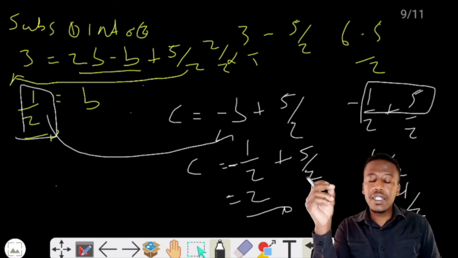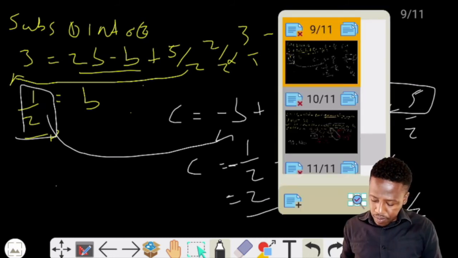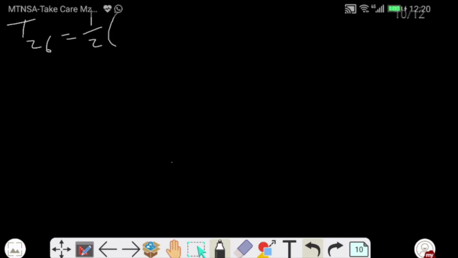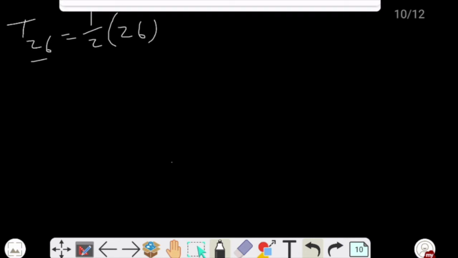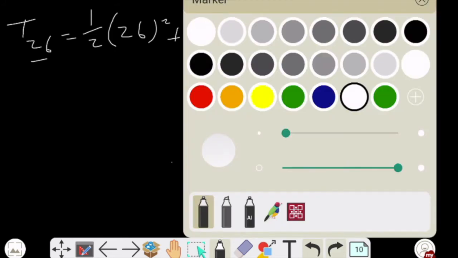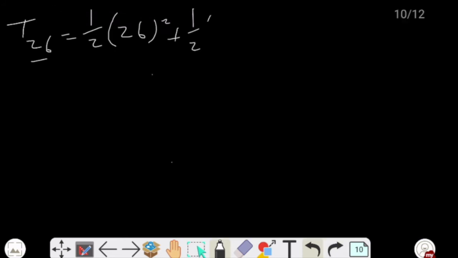Now that we have found the value for b and c, we can simply use our quadratic term in order to find T26. So let's find T26. T26 equals, remember our a, we had a half, and we are looking for 26, so our n will be 26 squared, plus a half of 26, plus 2.